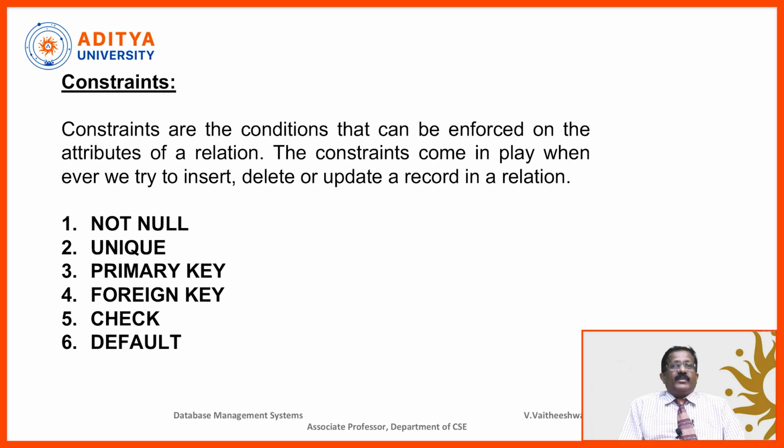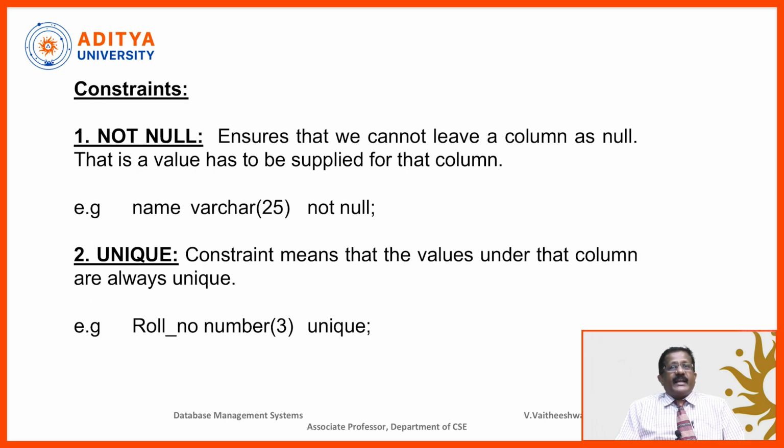Now, we are going to discuss the constraints. Constraints are the conditions that can be enforced on the attributes of a relation. The constraints come into play whenever we try to insert, delete or update a record in a relation. Not null, unique, primary key, foreign key, check, default. These are all the various constraints of SQL. Now, not null. It ensures that we cannot leave a column null, that is, a value has to be supplied for that column. Example, name varchar(25) not null. That means you have to enter a value for the name.